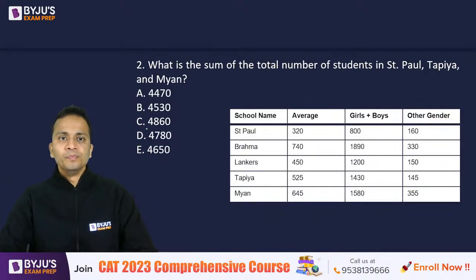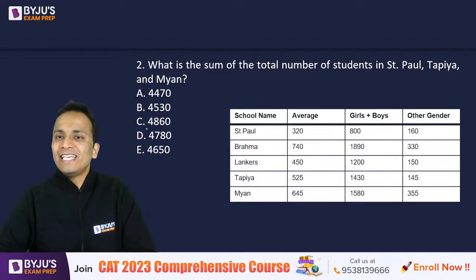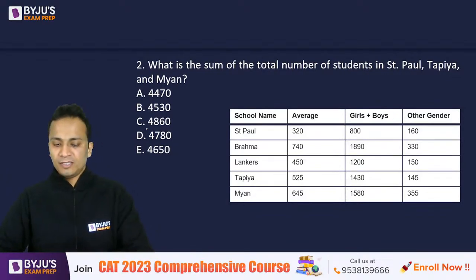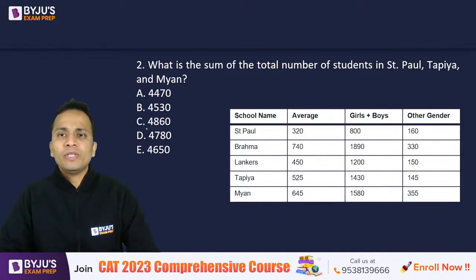Question number 2. What is the sum of the total number of students in St. Paul, Tapia, and Maya? All right, we'll give you 30 seconds for that, after which I'll start with the analysis, discussion of this question. Sum of the total number of students in St. Paul, Tapia, and Mayan. These are the 3 schools for which you need to find out the total number of students. Okay.